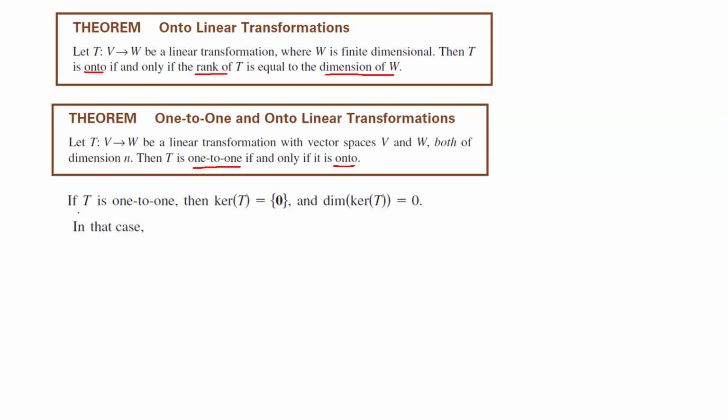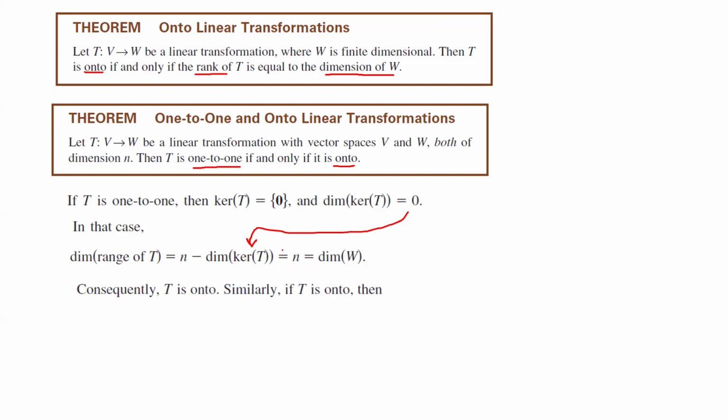So let's take a look at the proof. If T is one-to-one, remember that the kernel is equal to 0. So the dimension of the kernel of T must be equal to 0 by definition. In this case, the dimension of the range of T, as you remember, is n minus the dimension of kernel T, or the nullity of T, which is n, because this guy is just 0. So you just showed that the dimension of the range of T is the same as the dimension of W, which is n. So T is onto by definition.